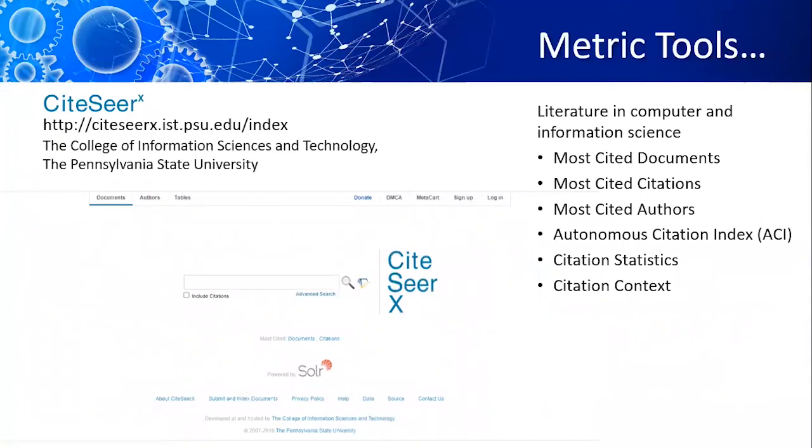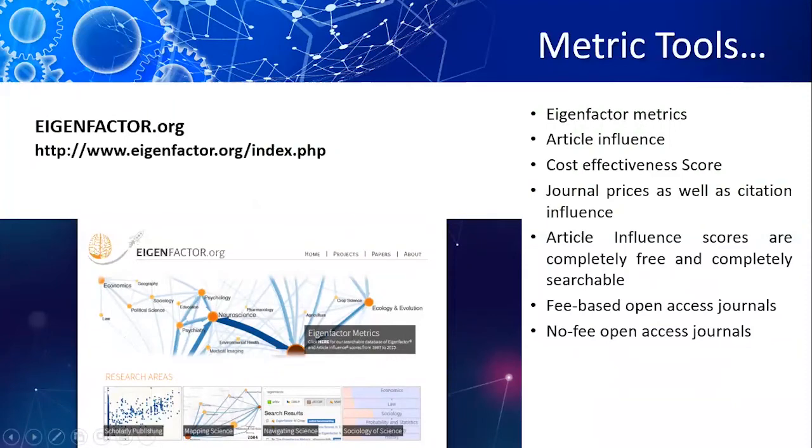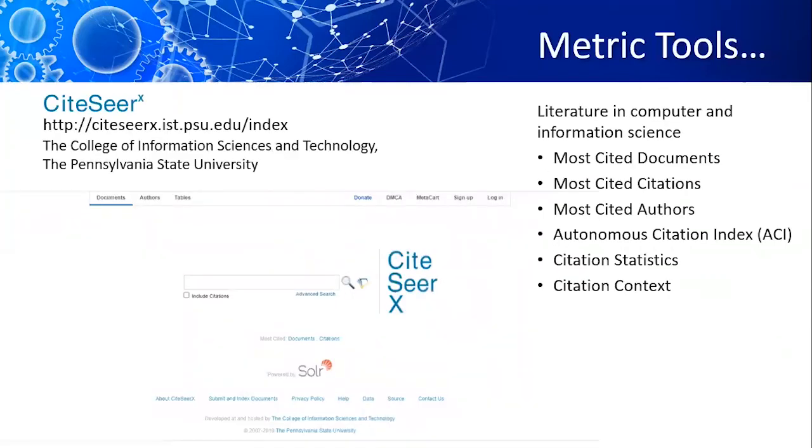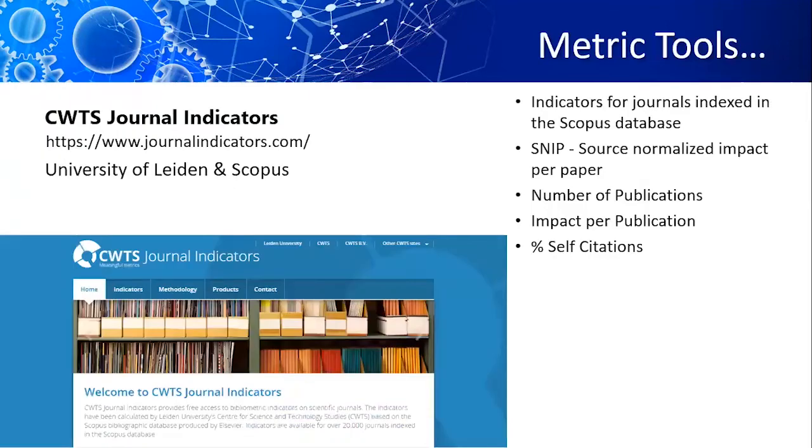All these sites can be used for evaluating the articles and publications, as I mentioned, and some of these, like Eigenfactor and SJR, can be used for evaluating journal performance. And the next site here, I would like to mention the metric tool, that is CiteSeerX. This is a free citation database, and on this site, you can find the literature in computer and information science. For this literature, you can find the metrics for most cited documents, most cited citations, most cited authors, the Autonomous Citation Index, called ACI, and citation statistics and citation context. Apart from the number of publications and number of citations, you can find all these tools. This is a free online tool which you can use to generate or evaluate your research performance.